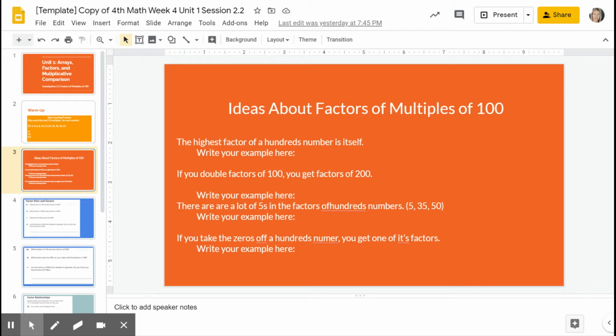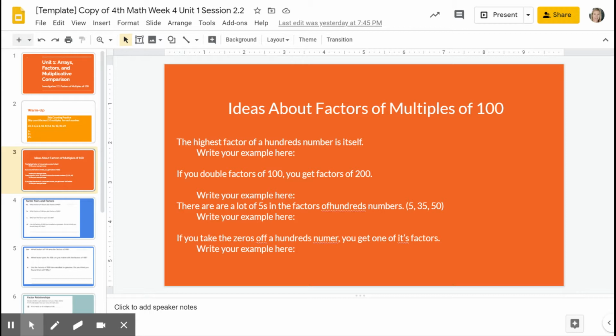So let's look at the first one. The highest factor of a hundreds number is itself. So let's pick a hundreds number, 300. If I were to list all of the factors of 300, the highest number would be 300. And that makes sense because you could multiply 1 times 300.